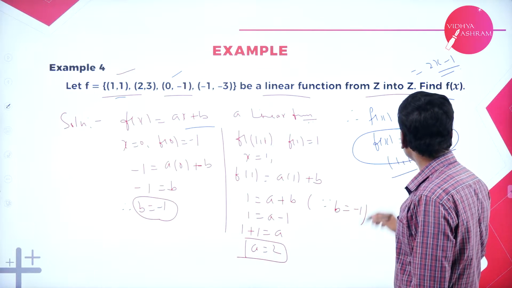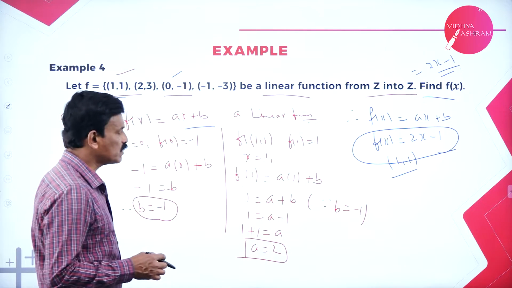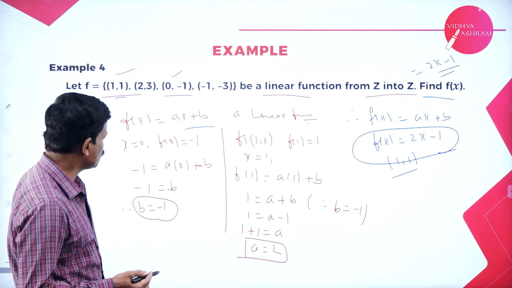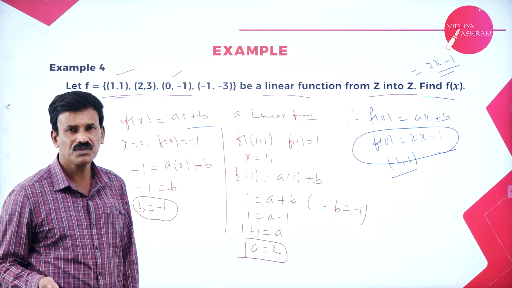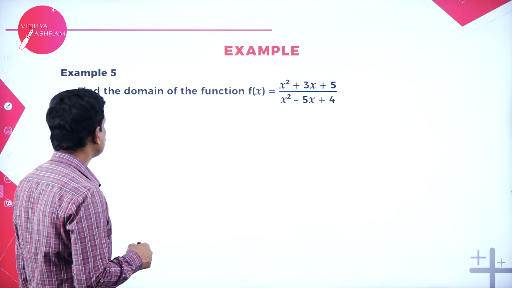Substitute here, f of x is equal to ax plus b. What is the value of a? a is 2, so 2x minus 1, where b is equal to minus 1. So, 2x minus 1 is the required function. That's it. Okay. Now, let us come to the next problem.